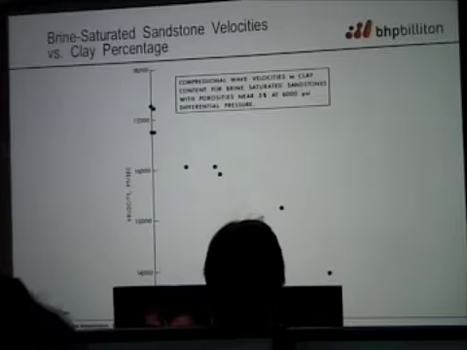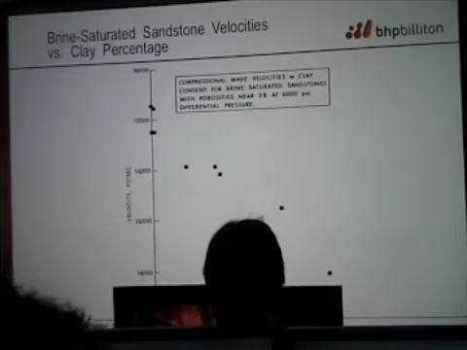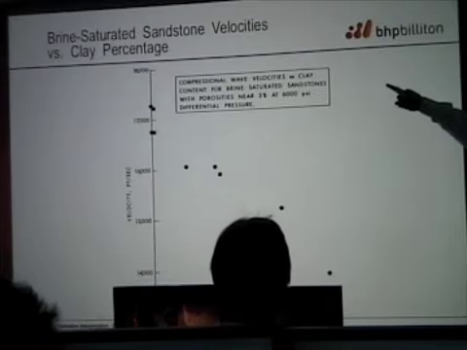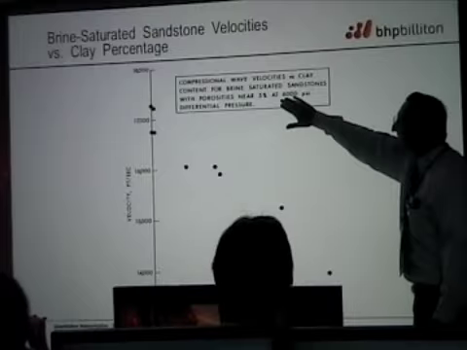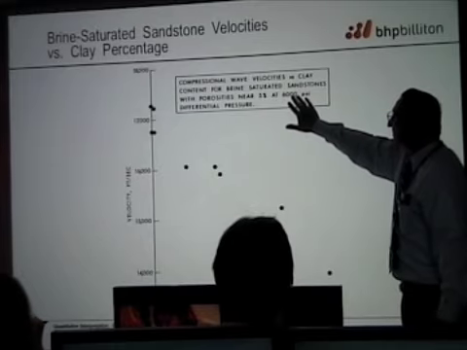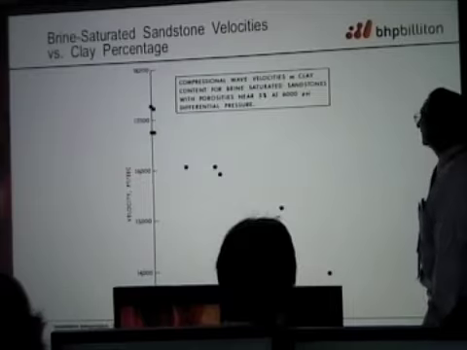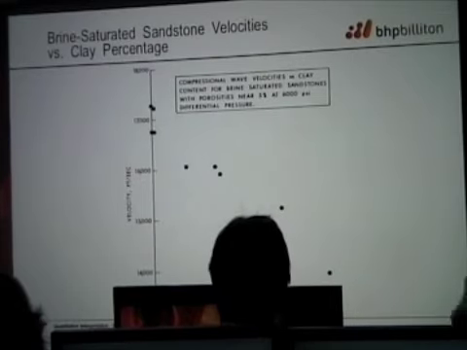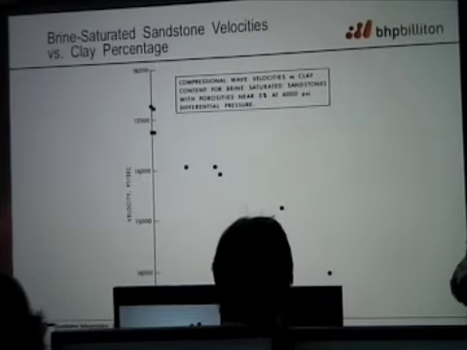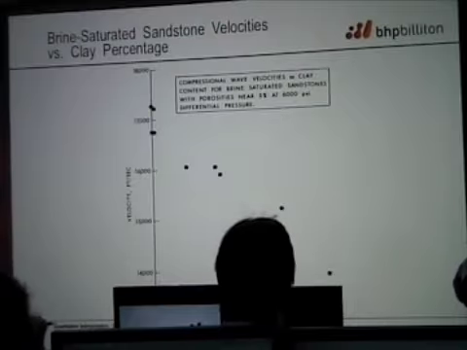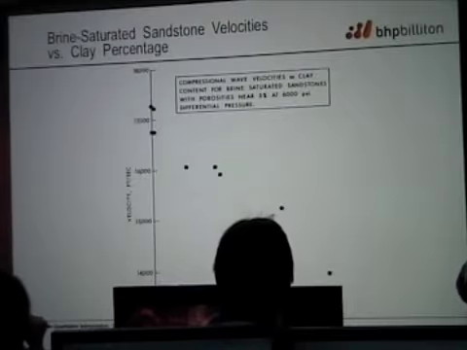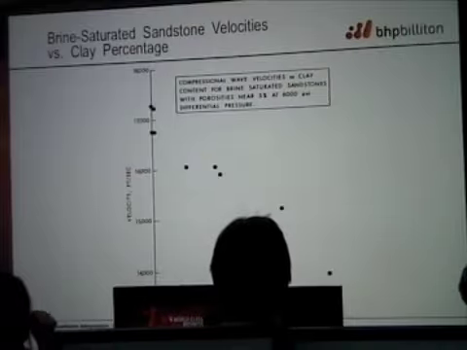I think I have another take on this now. They were published a couple of years ago: saturated sandstone velocities. These all have similar porosities. They're all measured at the same differential pressure, and they're all sands with some clay, or very small amounts of clay. What's clay?